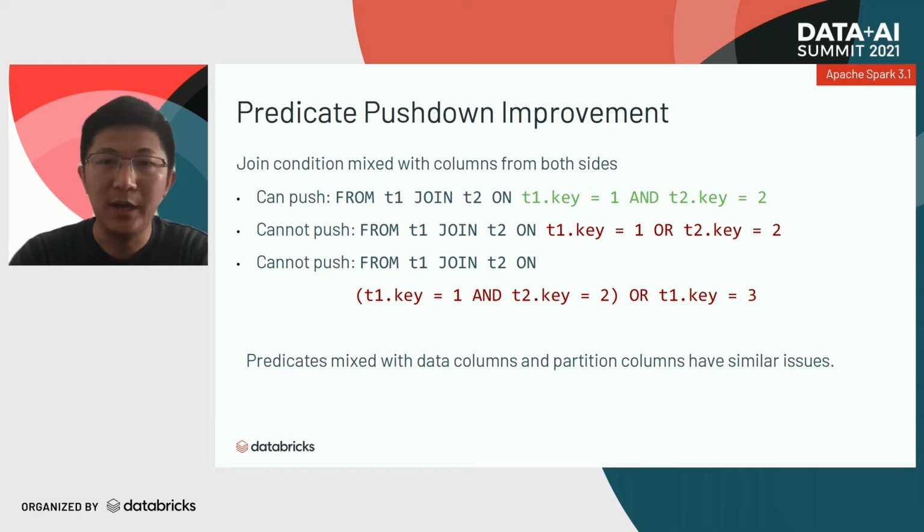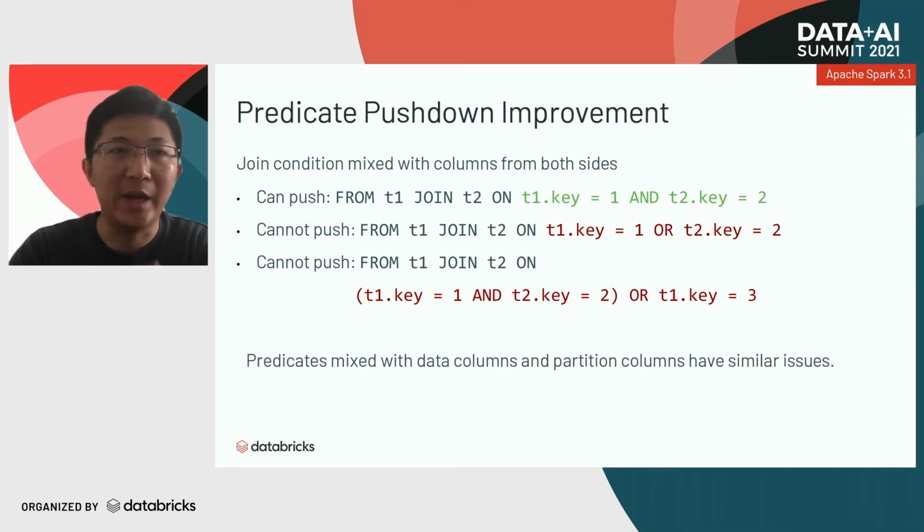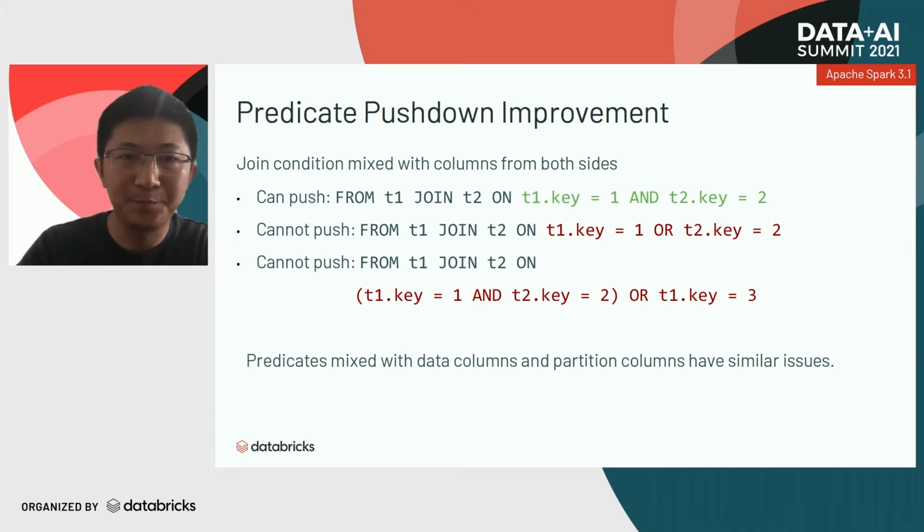However, if we look at the last predicate more closely, I mean the third example, there's something we can do. For all the rows produced by T1, it either meets the requirement that key equals 1, or it must meet the requirement key equals 3. So there's something we can do here to make Spark smarter and push down some predicates into one join side or other places.